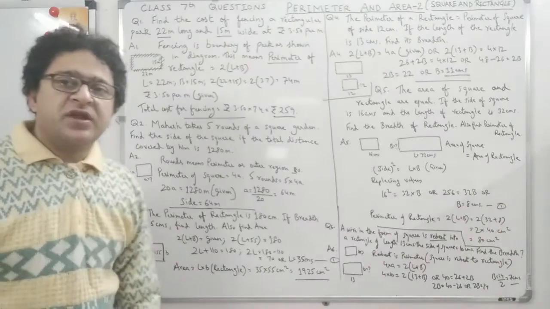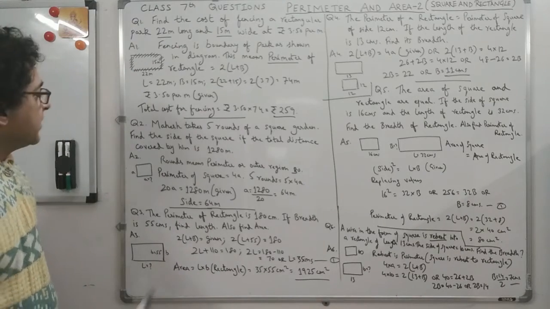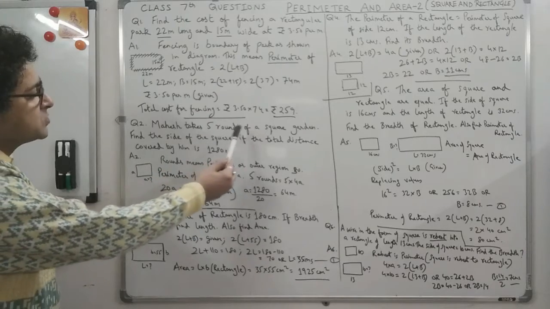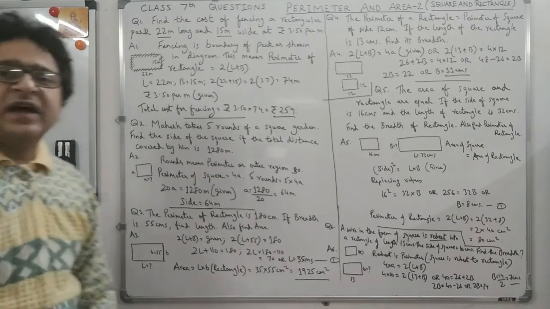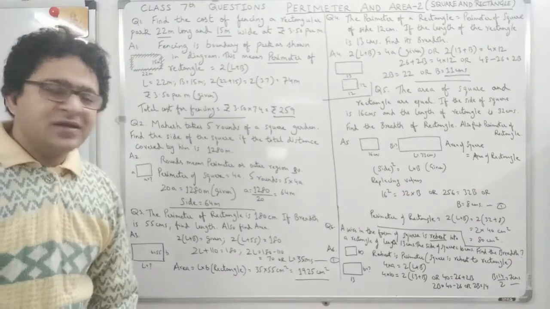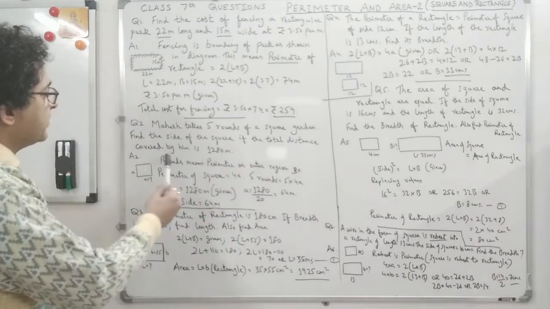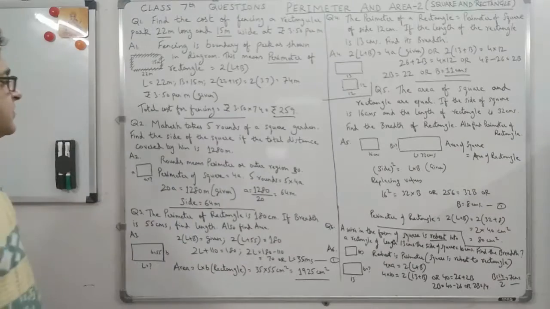Now let's go to another question. Right? So Mahesh takes 5 rounds of a square garden. How many rounds? Mahesh takes 5 rounds of a square garden. So round is again a perimeter, right? Find the side of the square if the total distance covered by him is 1280 meter. Find the side of the square.